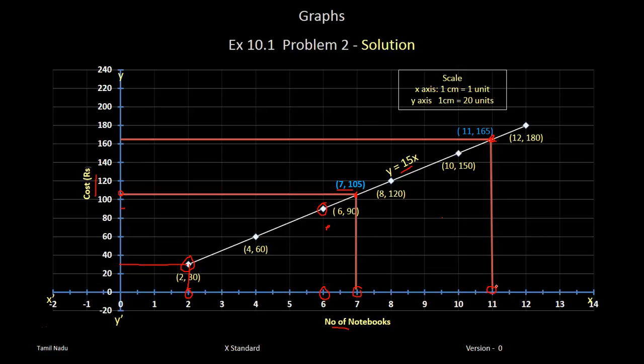How will you check it? You take the graph y equal to 15x, right? So when x is equal to 1, y equal to 15. 15 into 1 is 15. So cost of one notebook is 15 because x represents the number of notebooks. Cost of 7 notebooks is 15 sevens are 105. Correct. For 165 divided by 15, you will get 11 notebooks. So that is also right. So you can do algebraic checking also.